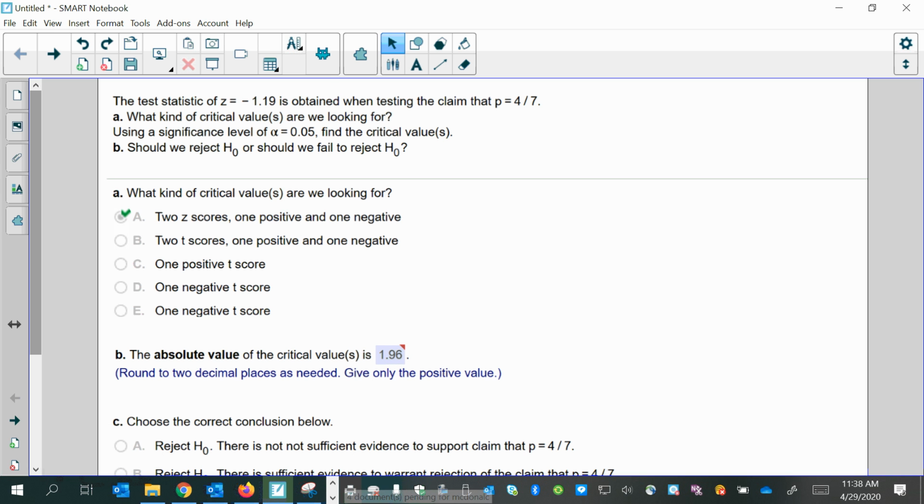All right, we have a question here from a student, and I thought it would be a good one to do so that other students could benefit if they have the same question.